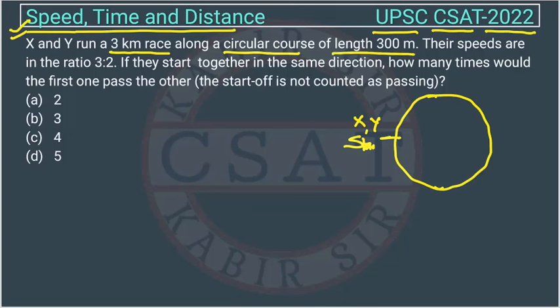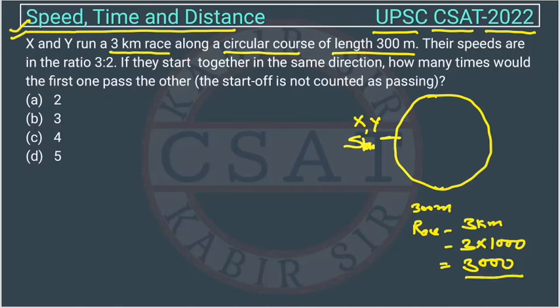Circular course of length 300 meter. One round is how much? 300 meter, right? And the race is how much? 3 kilometer. In 1 kilometer we have 1000 meter. So this will become 3 into 1000, so this will be 3000. So the race is 3000 meter. So how many rounds will be there? One round is 300 meters, so the number of rounds will be 3000 upon 300. So this will be 10 rounds, right? So X and Y will take 10 rounds to complete the race of 3 kilometer.